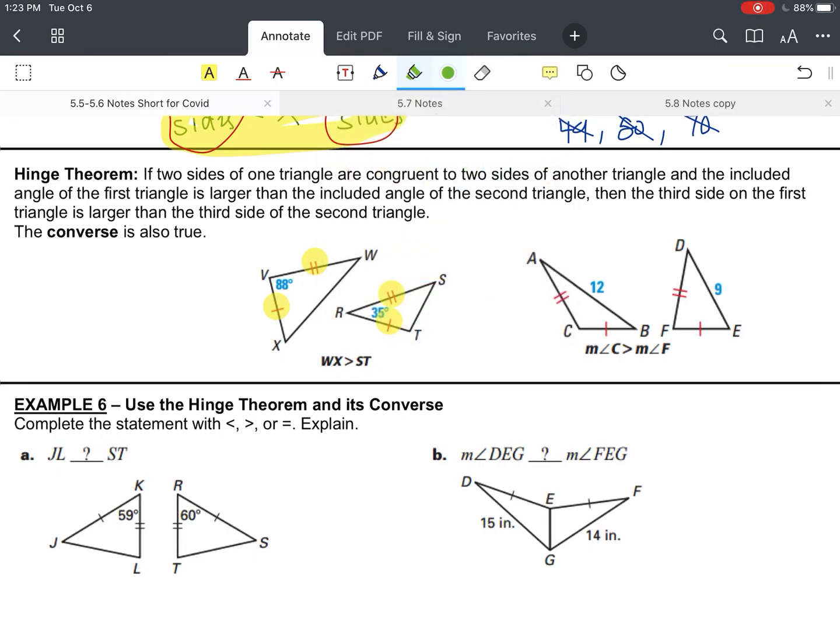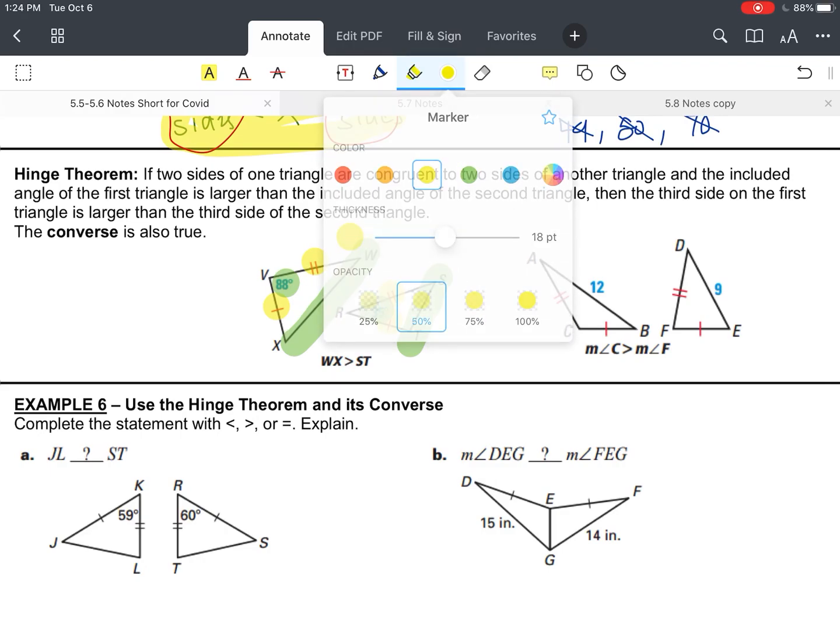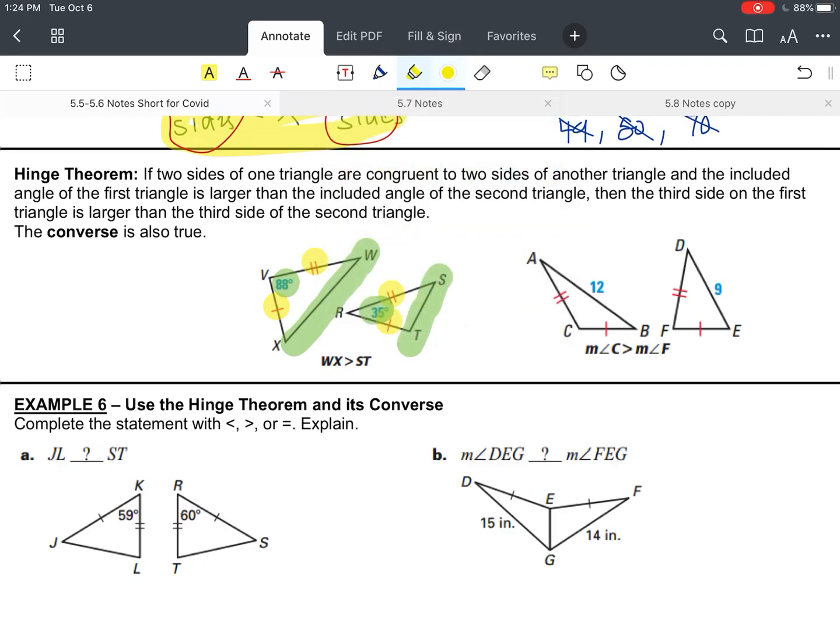So here in my left example, they told me angle V is 88, so the angle between the two sides that I know is 88, and the comparative angle in my other triangle is 35. Well, because 88 is bigger than 35, I would expect WX, the side opposite it, to be bigger than ST, the side opposite 35. And the same thing holds true if I would do it for angles.